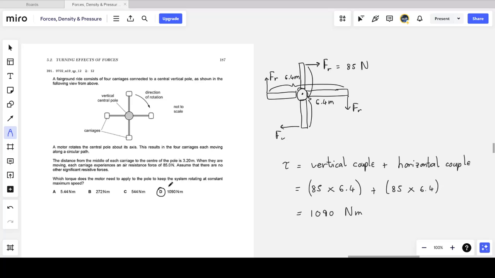And I hope these questions were helpful. I hope you're using these questions to help you prepare for paper one, because paper one can be, as you've seen, quite tricky and not as straightforward as it may seem because it's multiple choice.